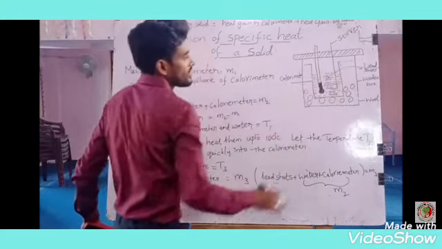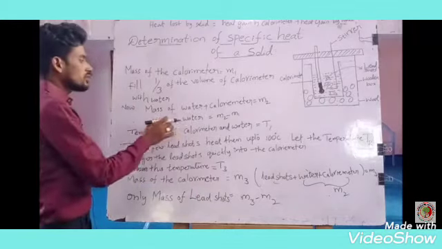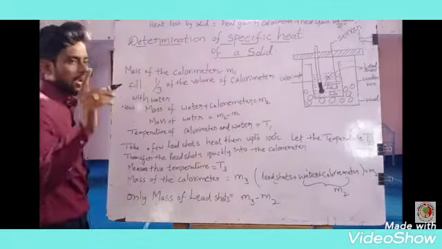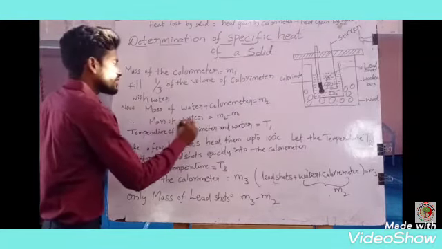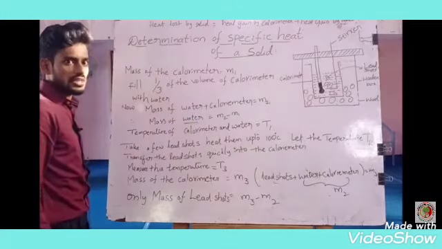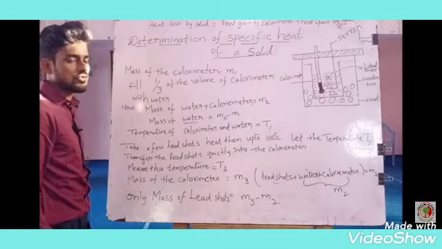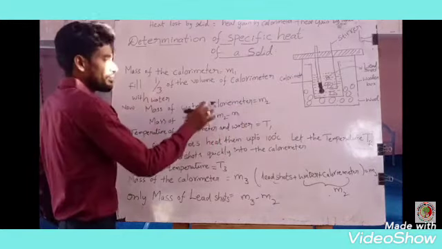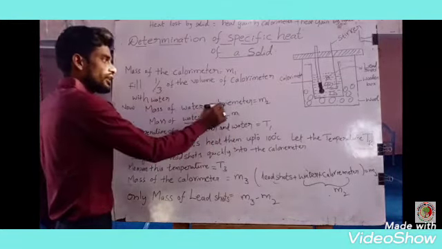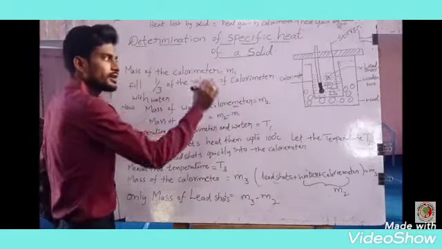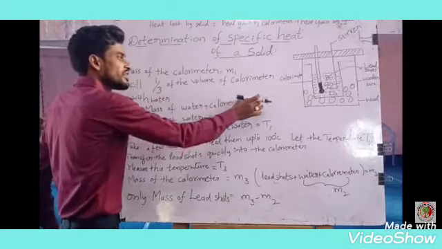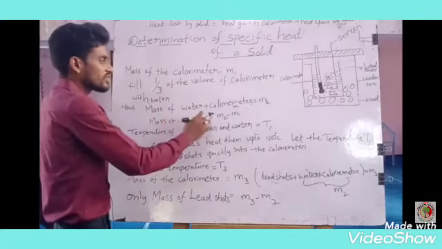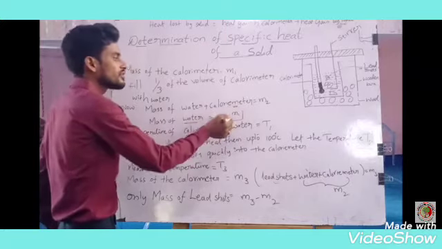When you fill with water, the total mass equal to m2. Now only mass of the water. If you want to calculate only mass of the water, m2 minus m1, because calorimeter is m1, water plus calorimeter equal to m2, therefore the mass of water equal to m2 minus m1. Do remember this.